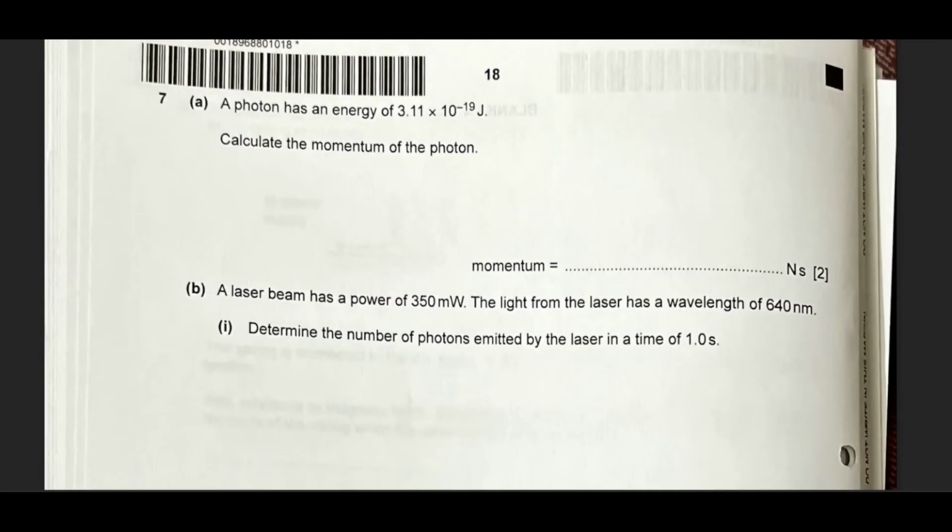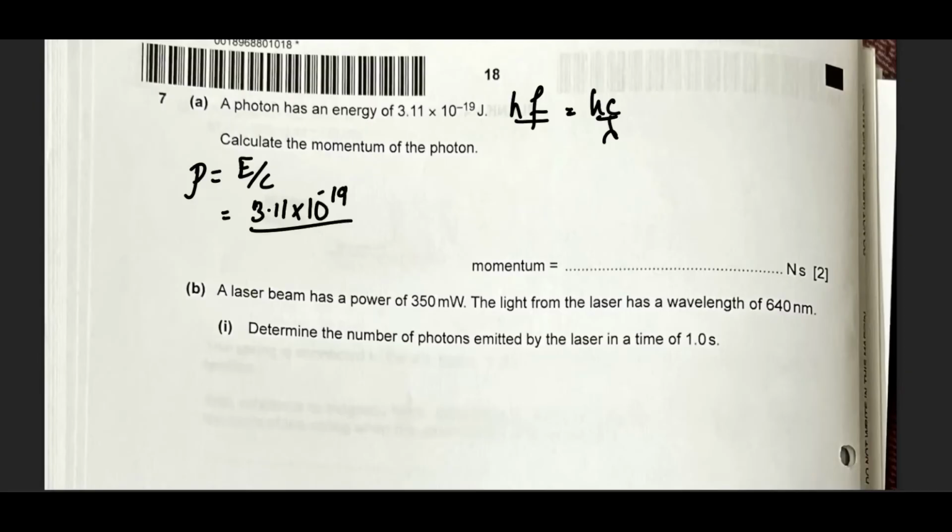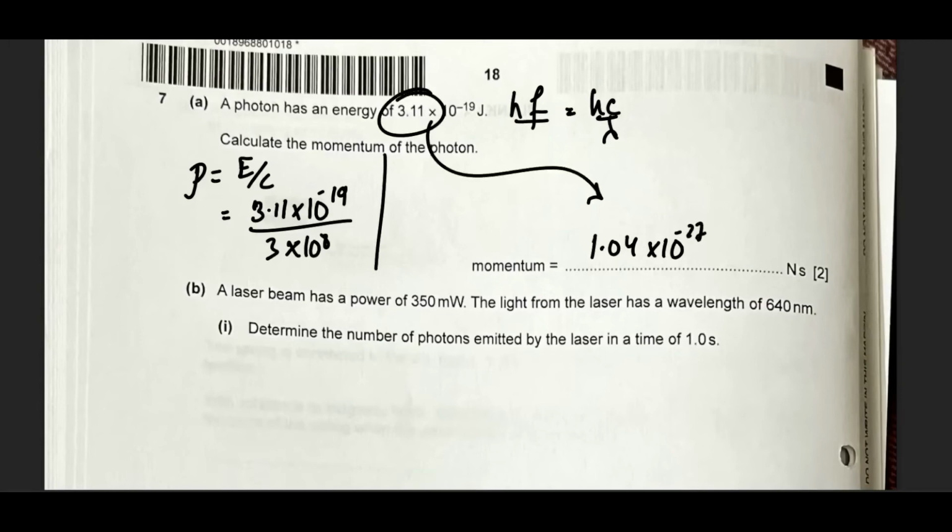He says a photon has this energy, and I understand the photon energy formulas are these two. He says calculate the momentum of the photon. This formula is directly mentioned in your syllabus, and that goes something like this: p equals E divided by c. So simply the energy, that is 3.11 × 10^-19 divided by the speed of light, which is 3 × 10^8. The momentum comes out as 1.04 × 10^-27. Notice that this is 3 significant figures, so I am writing my answers as 3 significant figures.